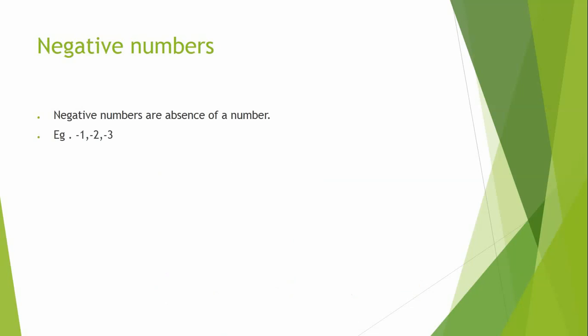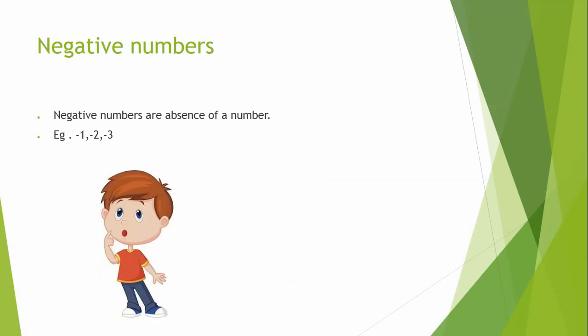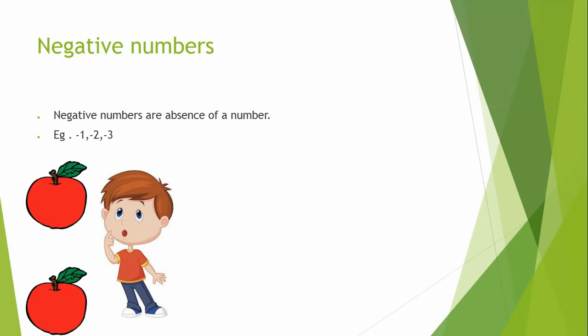Let's talk about negative numbers. Negative numbers are basically the absence of a number. Examples are -1, -2, -3, and so on. To illustrate this point, let's talk about the boy in the red shirt. Let's say that he has no apples to begin with. If he gets 2 apples, the final tally of apples he has with him would be 2 apples.